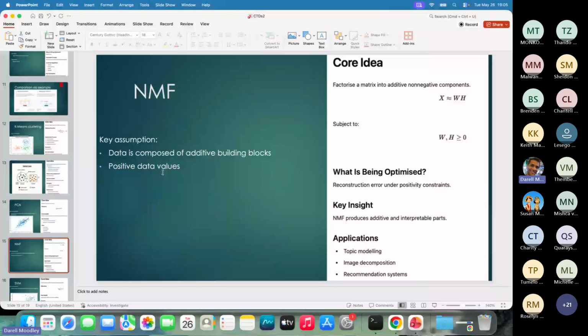So like I said with that example with the Lego blocks, because you can only add blocks together to form the face, that's what we mean by the data has to be positive data values. You can't subtract features to get back to the original image. All right.